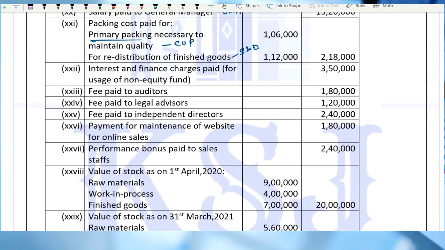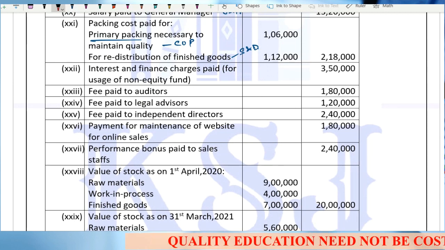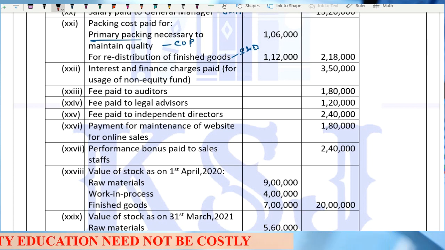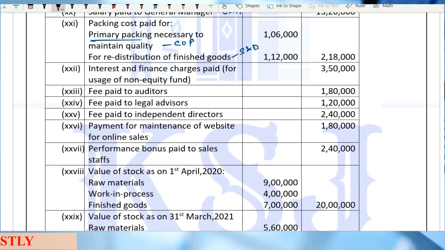Interest and finance charges paid for the usage of non-equity fund. Now this is again a controversial point. Why do I say that? Because I have always told you that interest and finance charges are to be ignored because they have no sense to be used in the cost sheet. Right? Interest and finance charges for the usage of the non-equity fund. If you are paying the interest on debt, why are you recovering it?